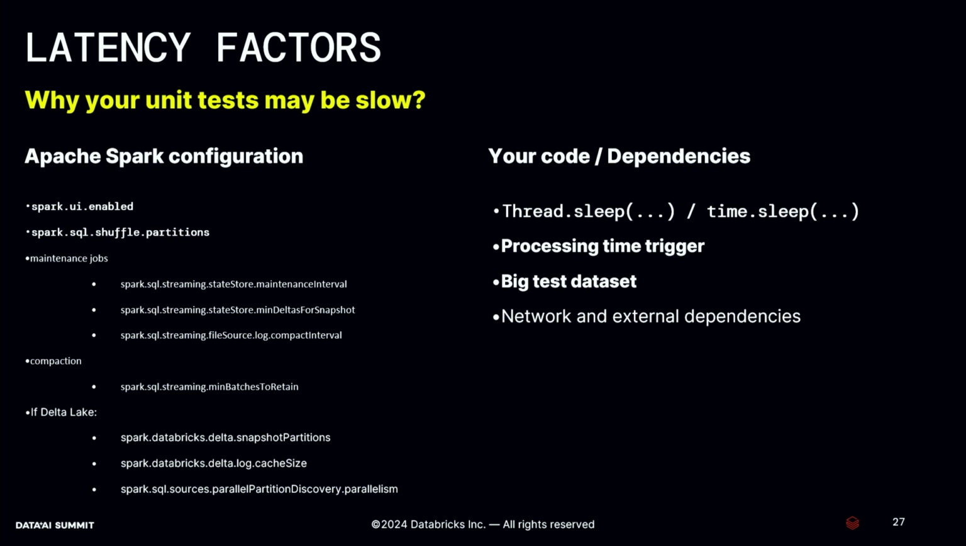And big datasets, of course, when you need to build and manipulate a big dataset, while you just care about 1% of the rows. And of course, network and external dependencies. So in unit tests, everything should be as close as possible to memory, to disk, and you shouldn't rely on the network for them.